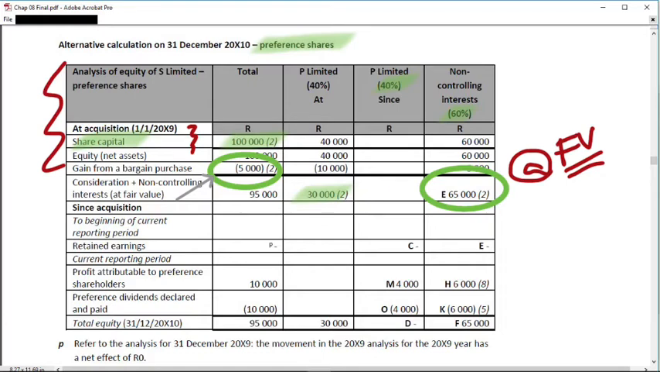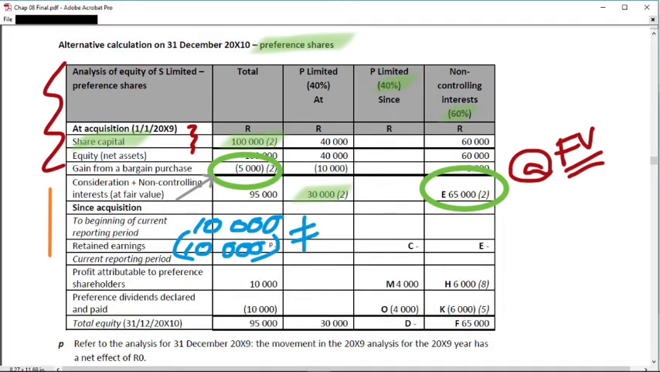Now, to analyze what happened since to opening balance, we had this discussion before, but remember what happened in 29 or in the previous reporting period. You have attributed 10,000 to the preference shareholders in that 29 period, but the dividend was also declared to them. And that's why we have a zero effect.